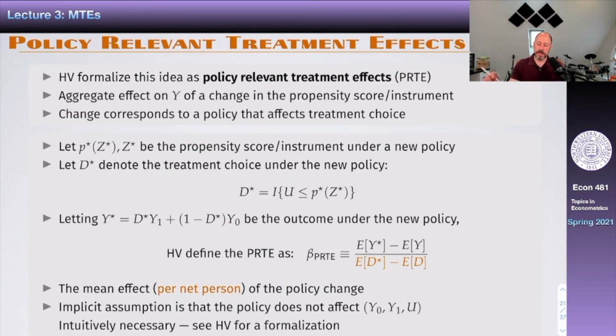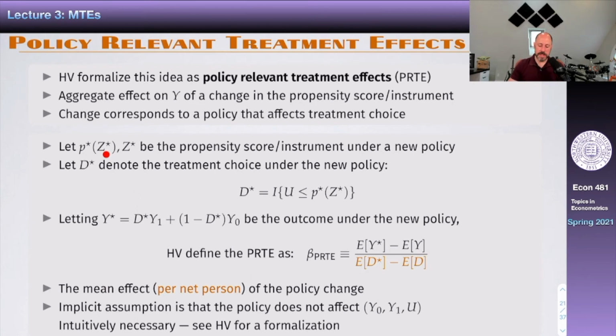So what is a policy relevant treatment effect? Well, Heckman and Vytlacil formalize this idea. They call it PRTE, right? Policy relevant treatment effect. And the idea is to aggregate the effect on Y, again, it's going to be an average, some expectation of a change in the propensity score / instrument. So the change is some change that corresponds to a policy that affects the treatment choice, the things that we were describing before. How you model that?